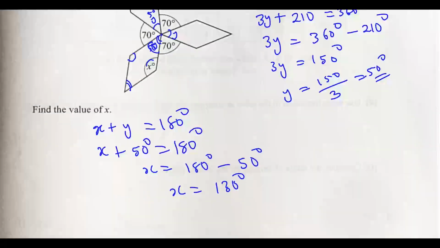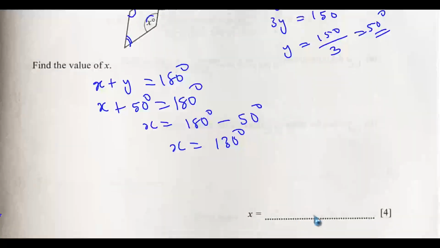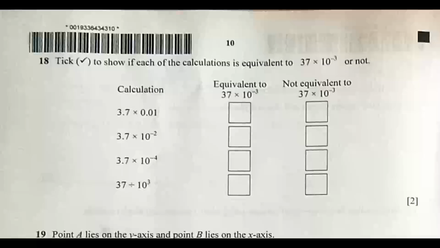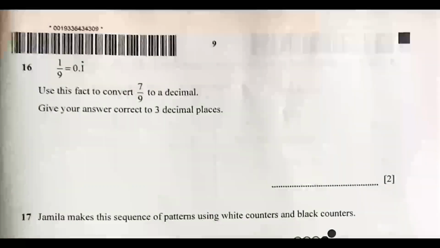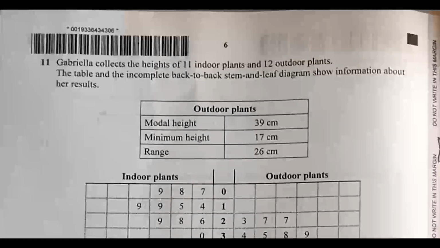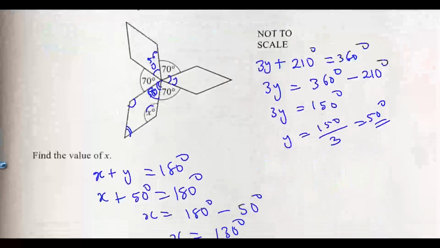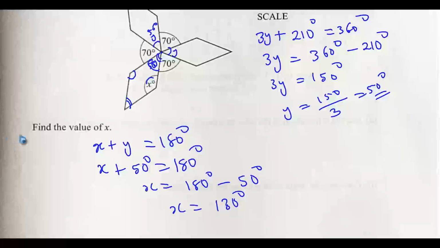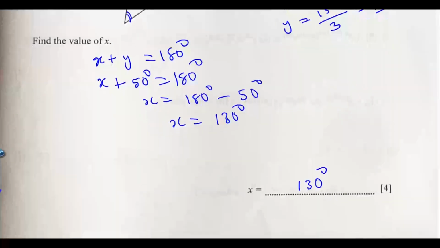So let's go to the next question. Okay, so let's scroll down. We can put the value here. X equals to 130 degrees. So we can go to the next question. So that will be question 11.